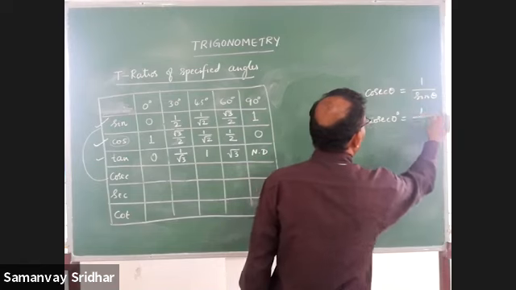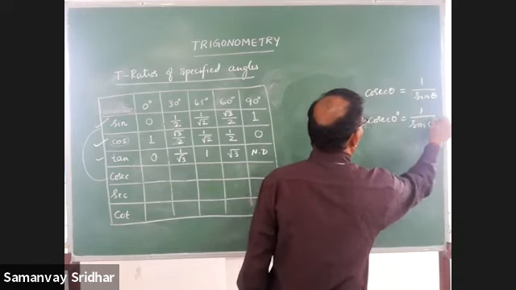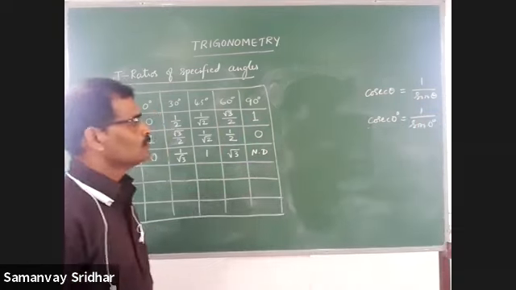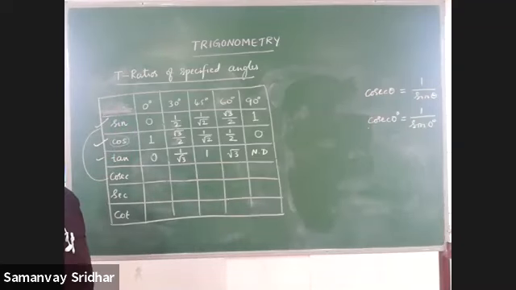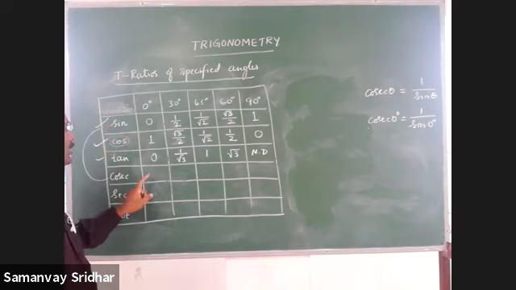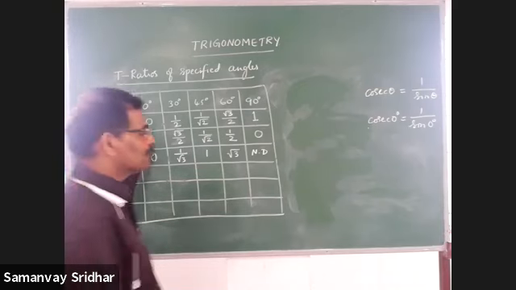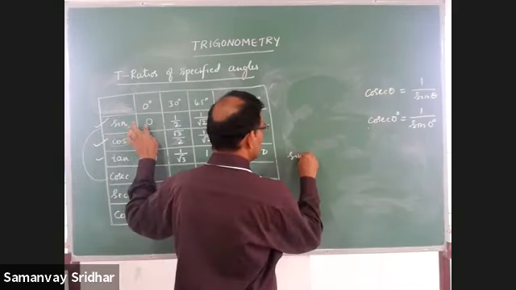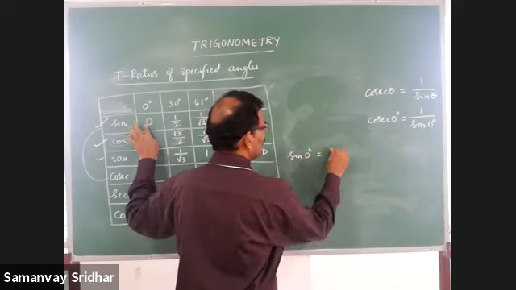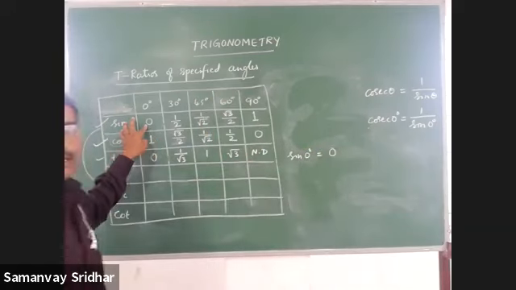Cosec 0 degree is 1 by sin 0 degree. That means the cosec theta is the reciprocal of sin theta. Here we have to write the reciprocal of what do you have here? 0. Sin 0 degree is what? 0. What is the reciprocal of 0?